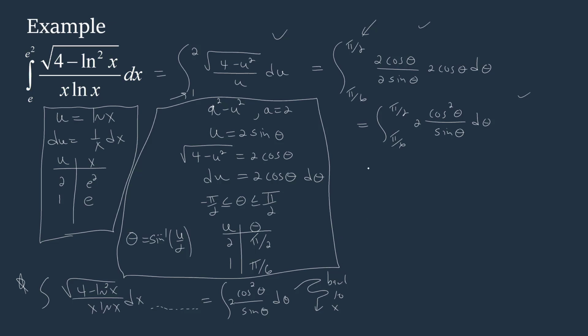In real life, though, it might be better to just do the integration and then just use the original bounds in your evaluation. So continuing here, this is then going to be the integration from pi over 6 to pi over 2 of 2 times.